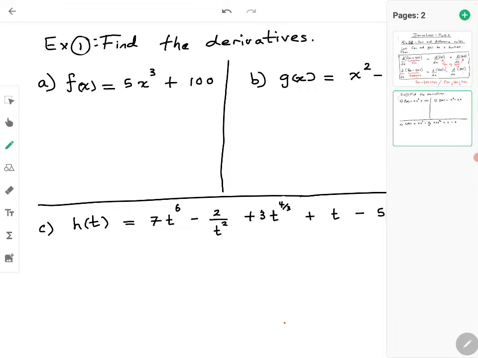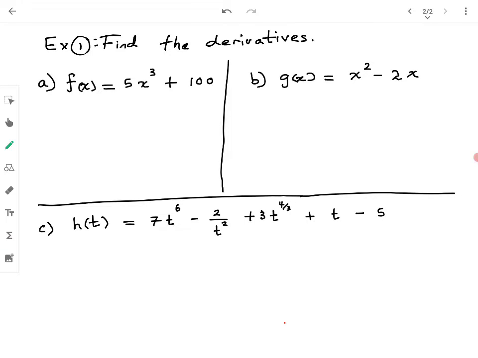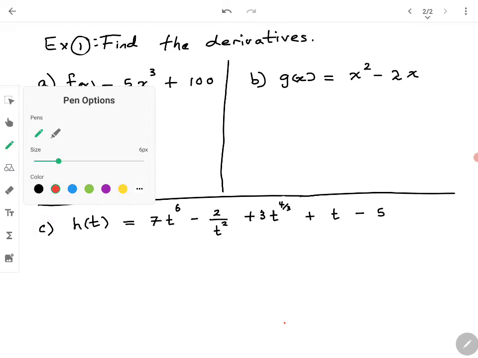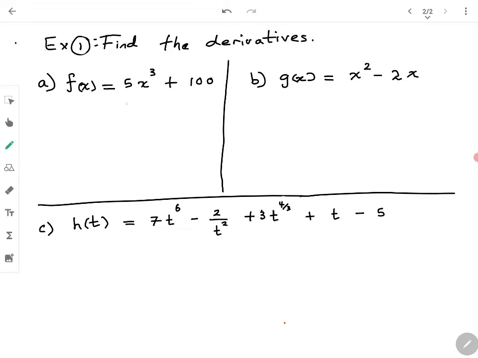Okay, so here we have three examples. So the first example, we have a sum. So we want to find the derivative of this function f. So what we do is we find the derivative term by term. So first find the derivative of 5x cubed, then find the derivative of 100, then add those two derivatives together to find the final answer.